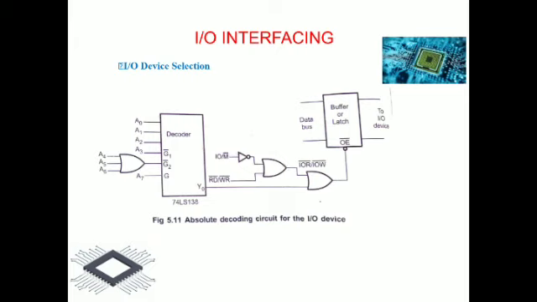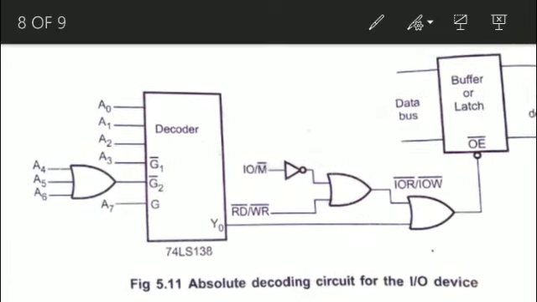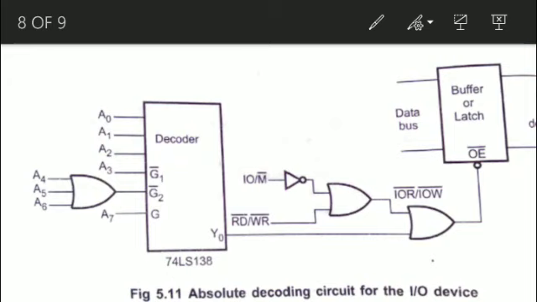So when you focus on this, we have some idea: IOR bar or IOW bar. Then use the device select signal to activate the interfacing device, the I/O port. This figure shows the absolute decoding circuit for the I/O device. Using the 74138 decoder, we will select the signal based on the inputs given to the gates. And how to give the input signal?